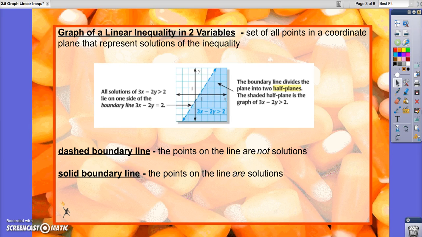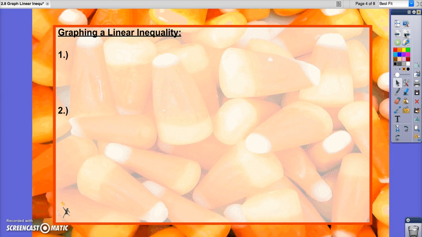If we look at the picture here, I talked about what an inequality graph is. We're adding to a linear equation graph. If you read off to the left of our picture, it says all solutions of 3x minus 2y greater than 2 lie on one side of the boundary line, 3x minus 2y equals 2. So it lies all over here. What's interesting is if it was or equal to, it'd be a solid line, but it's not or equal to, so it's dashed. The boundary line divides the plane into two half planes. The shaded half plane is the graph of 3x minus 2y greater than 2. Next definition, dashed boundary line: the points on the line are not solutions. As we see here, none of the ordered pairs on the line would work in that inequality. And solid boundary line: the points on the line are solutions. So how do we graph a linear inequality?